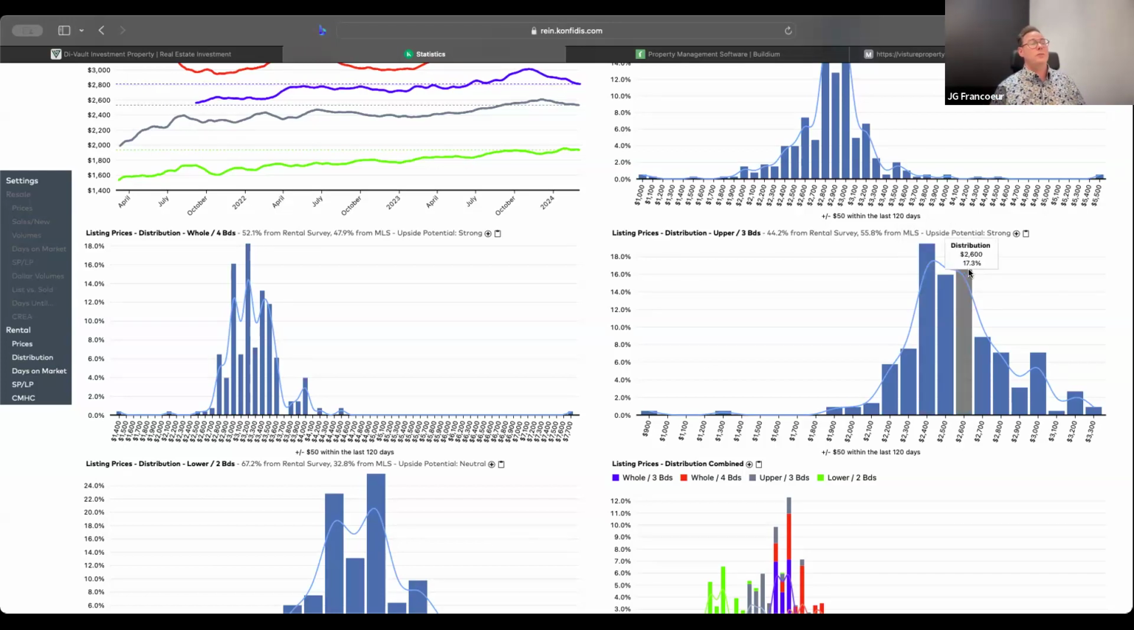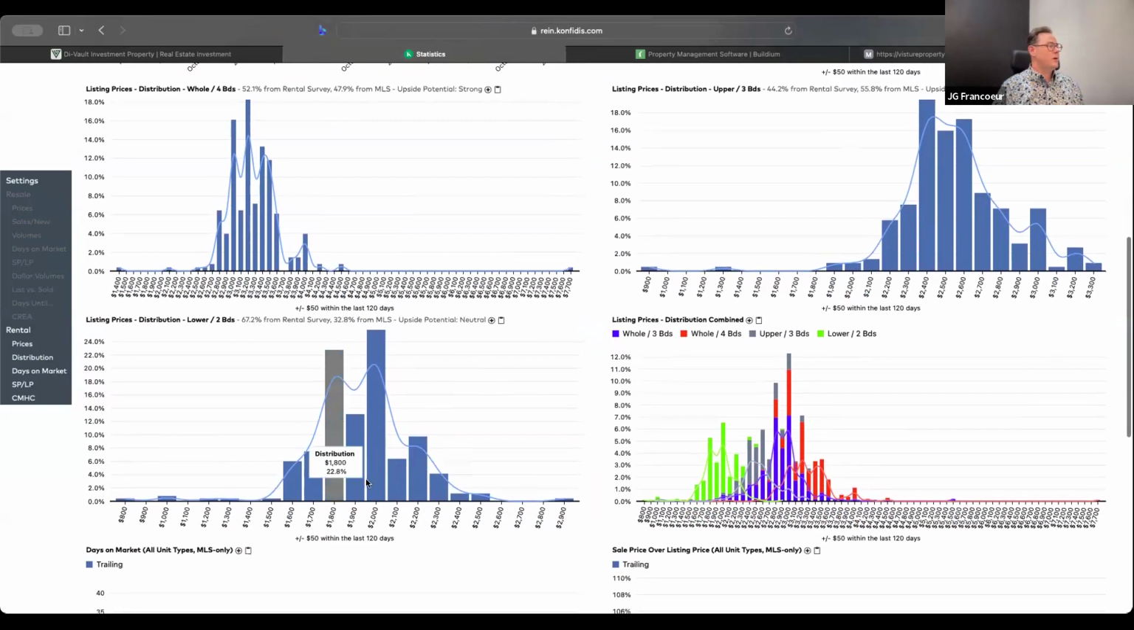Listen, 2,400 to 2,600, but you've got a left-hand side distribution. So you definitely have some opportunities down in the upper areas. In fact, 7.1% of units rent for 3,000 as an upper 3-bedroom. So interesting what's happening in Oshawa, and the lower 2-bedrooms, again, between 1,800 and 2,000.